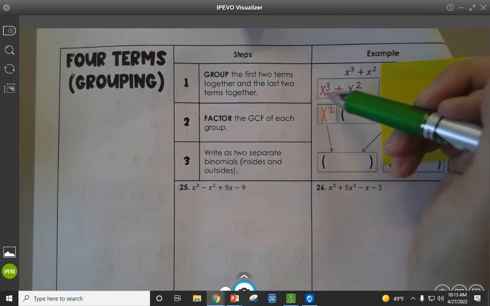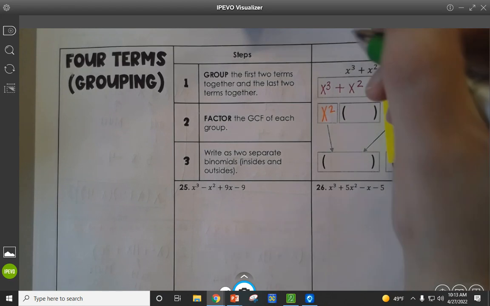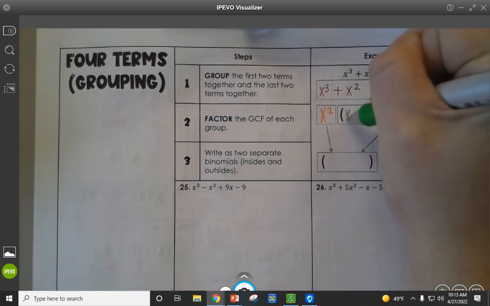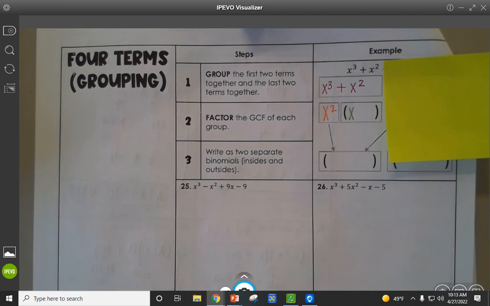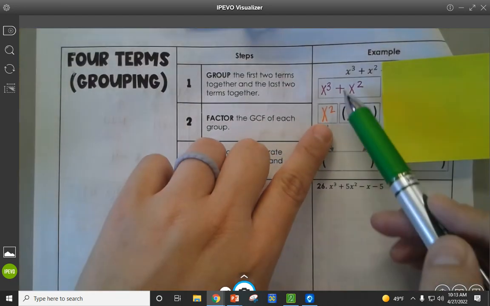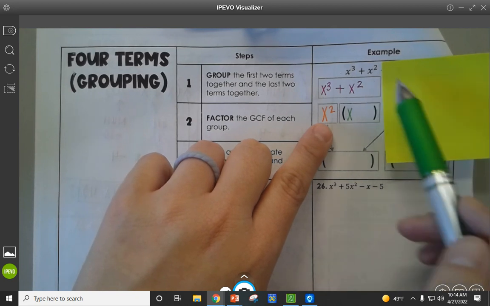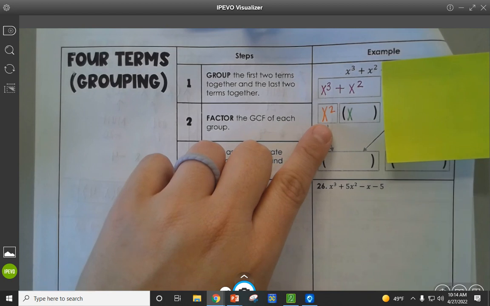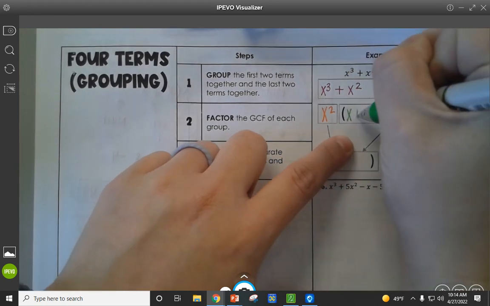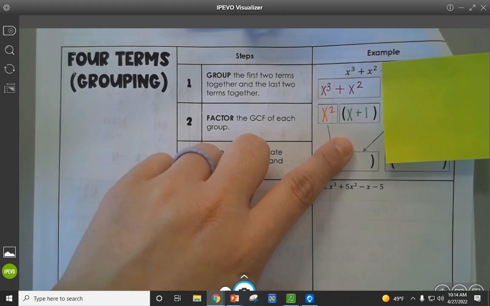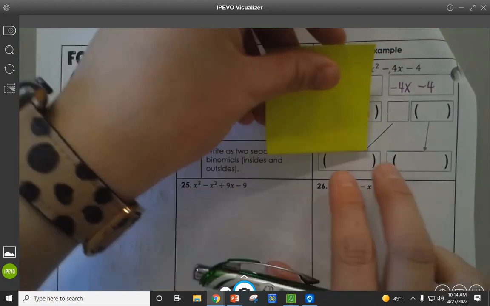Now when I take out the x squared, what's left? This one has an x. What's left over here? Not nothing. 1. When you divide by x squared, you get a plus 1. Now let's look at this side.